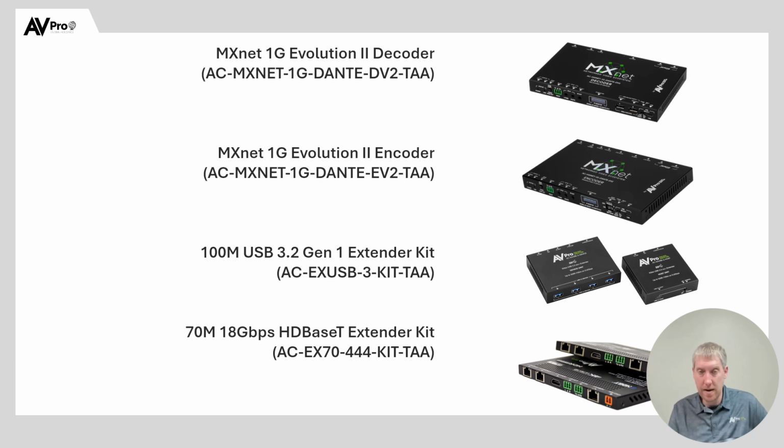We've got our MXNet 1 gigabit EV2 encoder and decoder pair, as well as our 100 meter USB 3.2 Gen 1 extender kits, and our 70 meter 18 gigabit per second HDBaseT extender kit, the ACX70444 kit. All of those products are now manufactured in a TAA compliant version. Those are made here in Sioux Falls, South Dakota at our manufacturing facility.